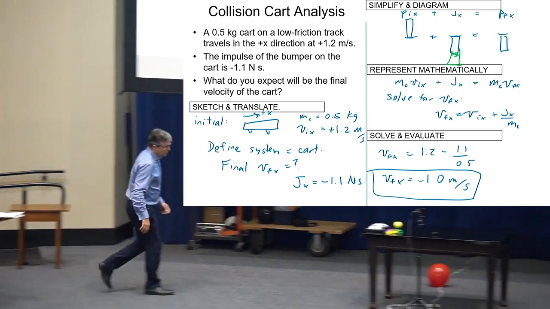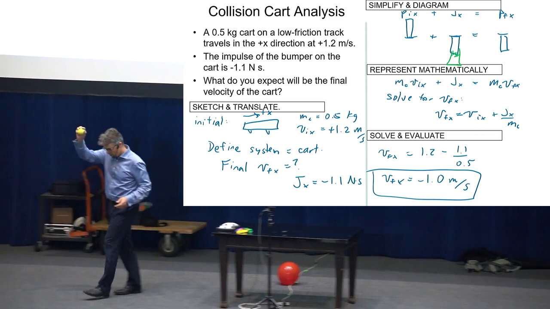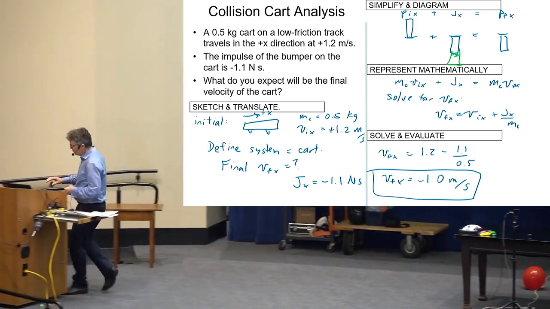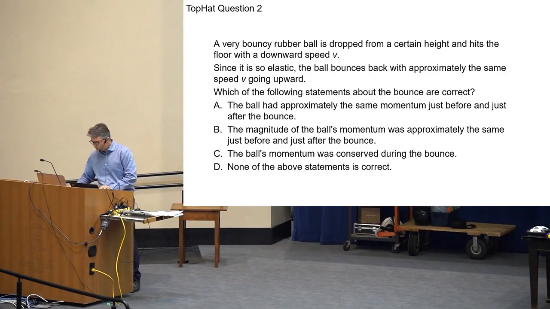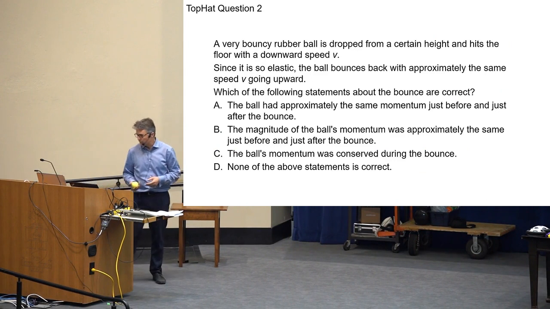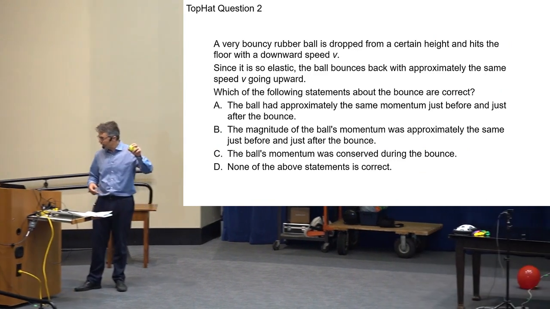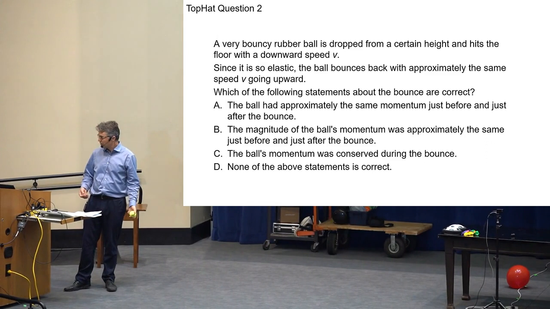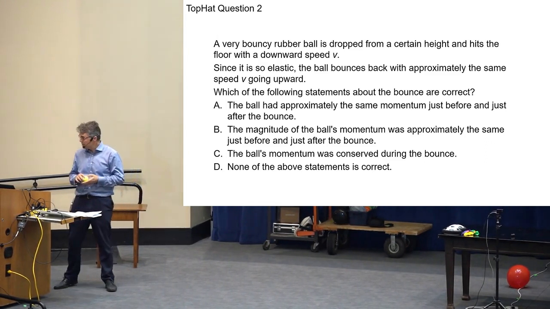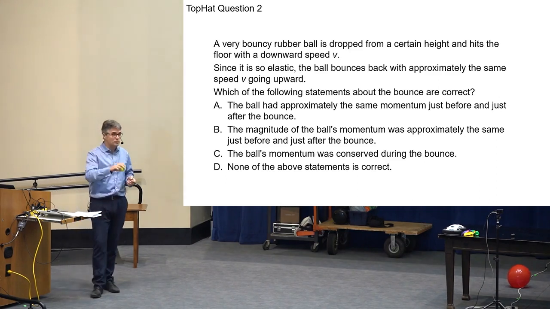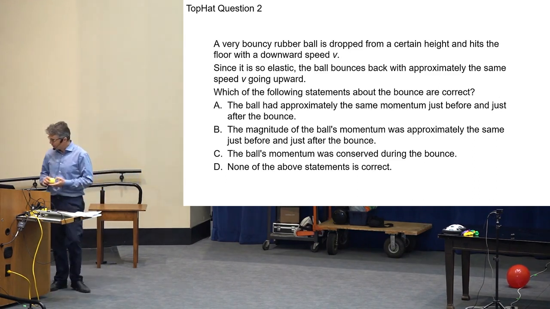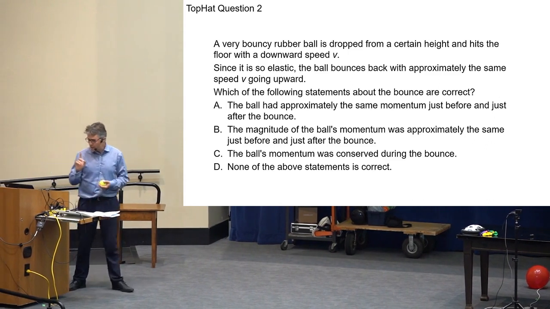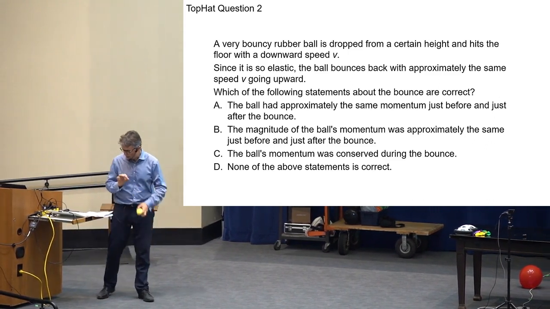All right, so I want to do the rubber ball thing. So it goes down, bounces up again. So let's do a top hat question for you guys. Let's say we've got a very bouncy rubber ball that when dropped from a certain height hits the floor with some downward speed. Since it's so elastic, it bounces back with approximately the same speed going upward. It's one of these little super balls hitting a concrete floor or something. I don't have that. But so which of the statements about the bounce are correct?